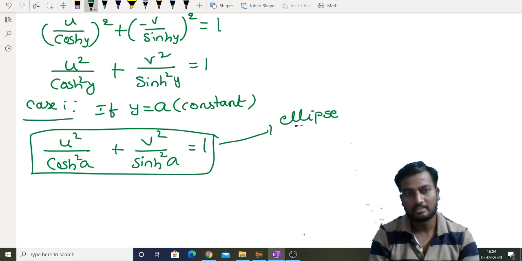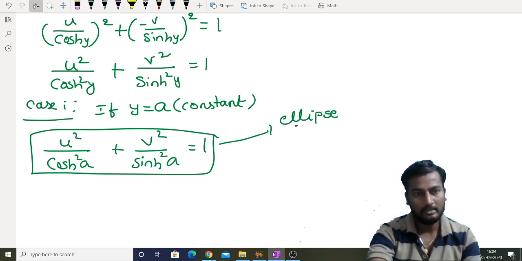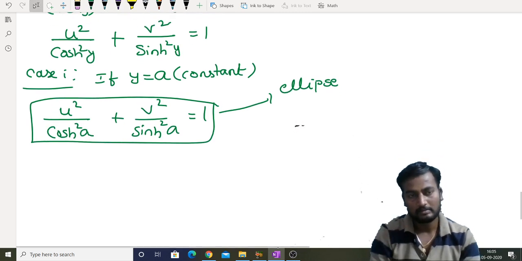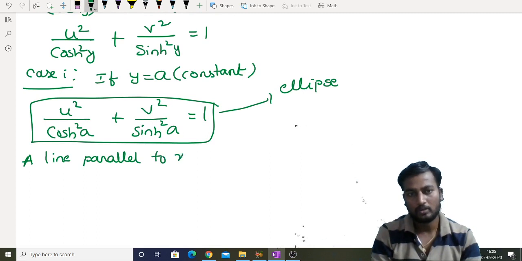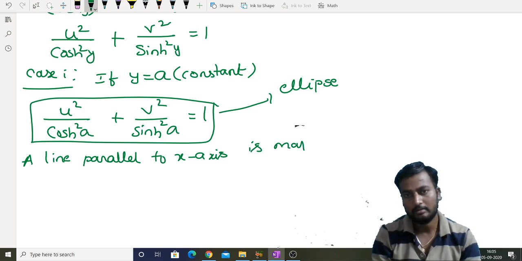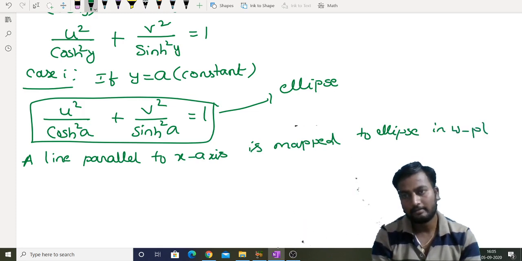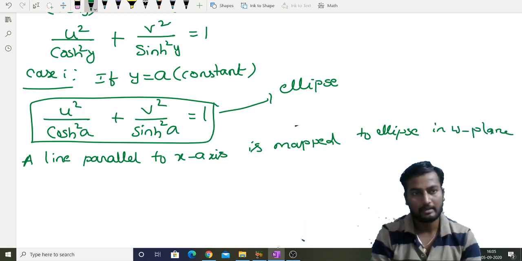So in the last problem we have seen, that means a line parallel to the x-axis is mapped to an ellipse in the w plane. Right? It is clear.